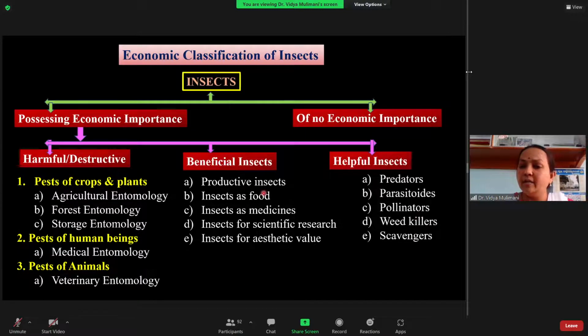But here directly we are getting something from the insects. So that is the difference between the beneficial insects and the helpful insects. Coming to the first part, I'll be telling one by one. This is the economic classification of the insects. Each part I'll be touching separately.